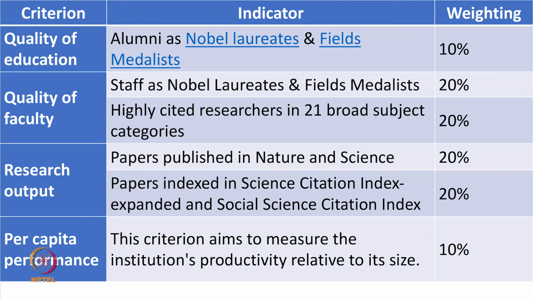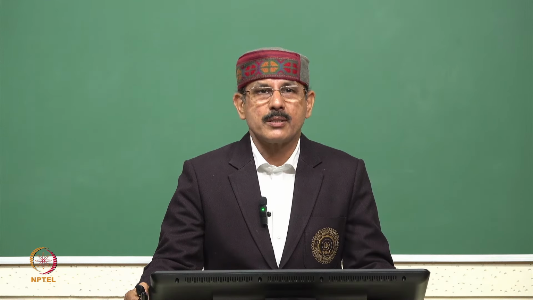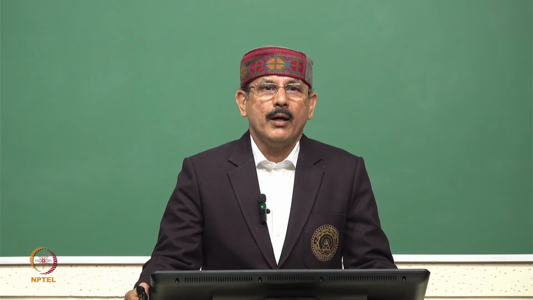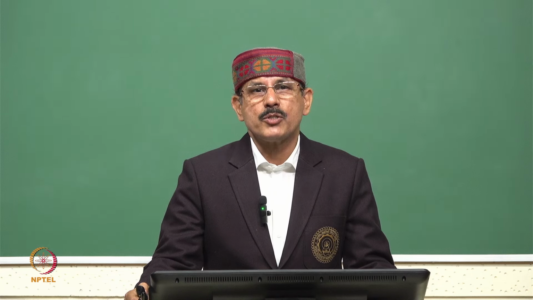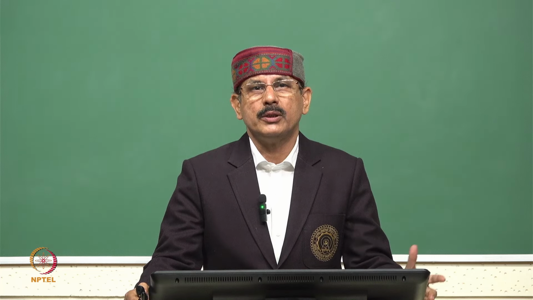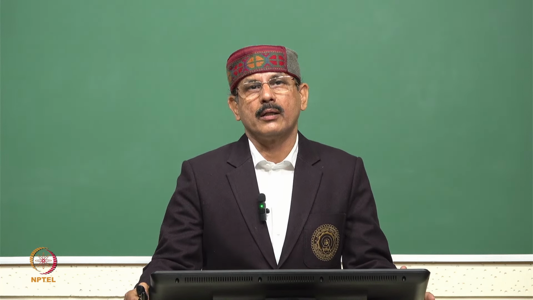So under quality of education, alumni as Nobel laureates and field medalists, weightage is 10%. Quality of faculty, staff members or faculty members with Nobel laureates and field medals, highly cited researchers in 21 broad subject categories. Research output, papers published in Nature and Science, papers indexed in Science Citation Index Expanded and Social Science Citation Index, 20% weightage. Per capita performance, this criterion aims to measure the institution's productivity relative to its size, weightage is 10%. So this is the way the Shanghai ranking is calculated.